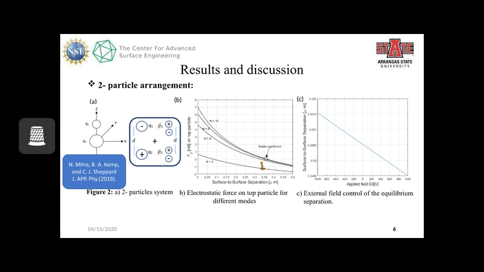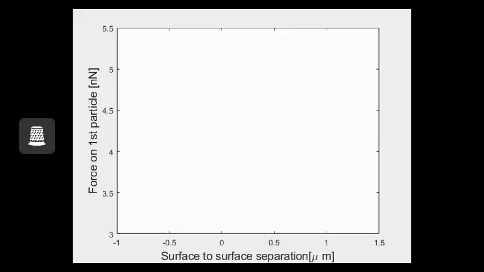This separation can be varied using the external electric field, and we can see this in diagram C. For our two particle system, we applied an electric field within the range of minus 1000 volts to 1000 volts and found a variation in the equilibrium separation. We ran our simulation and made some movies for visual presentation. In this movie, we can see how the topmost particle reaches the non-touching separation.